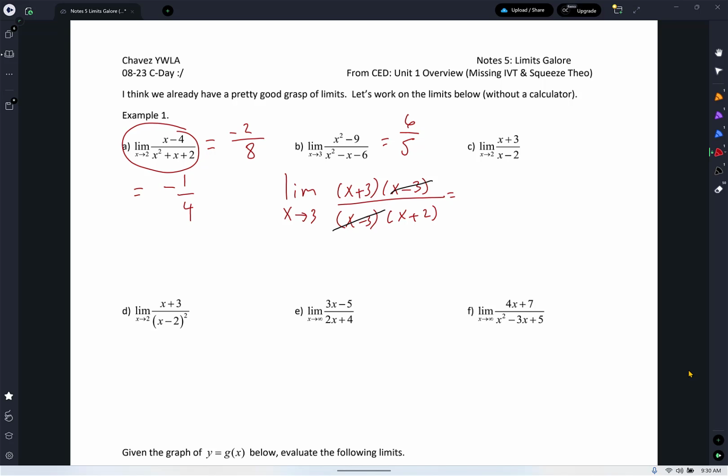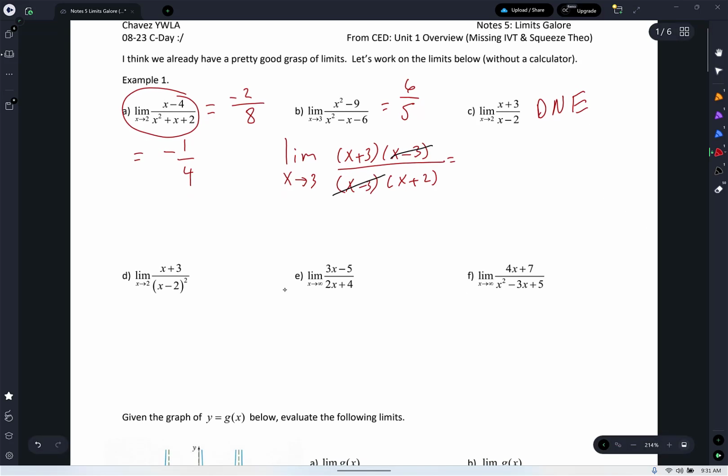Letter C. Is there anything I can do on letter C? No, it does not exist. In fact, if you do direct substitution and you get a number over 0, it automatically does not exist. It's probably a vertical asymptote. This one is. It's a vertical asymptote at x equals 2. And that's it. Cool or not cool? All right, look at letter D. Same issue, same thing. You get a number over 0. So does this one exist?